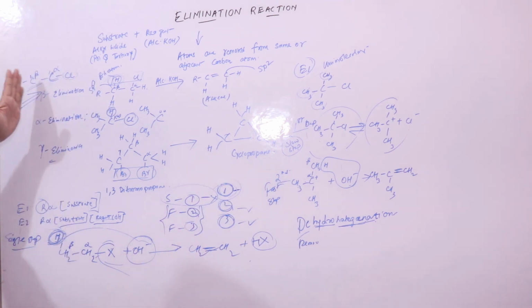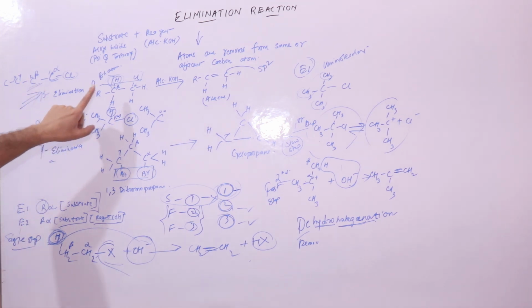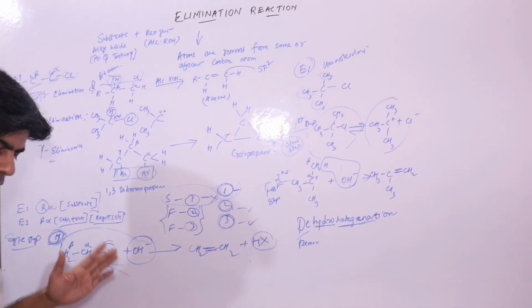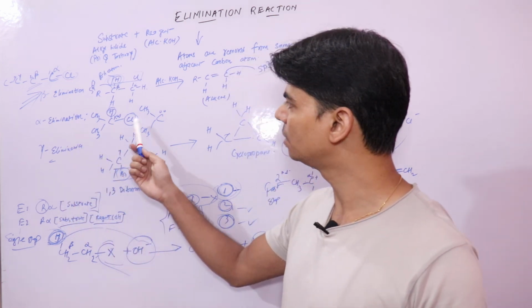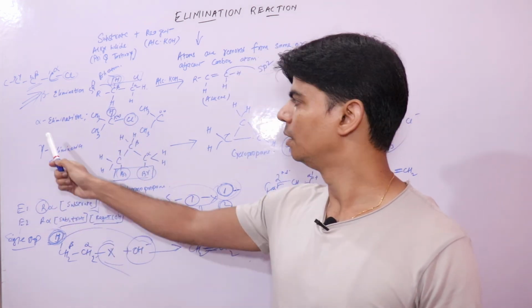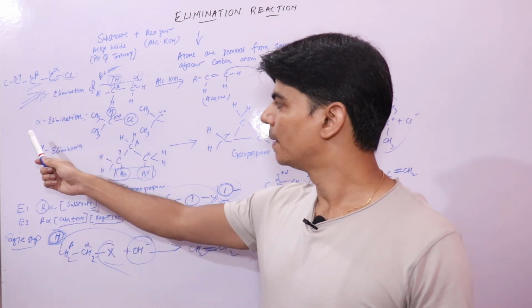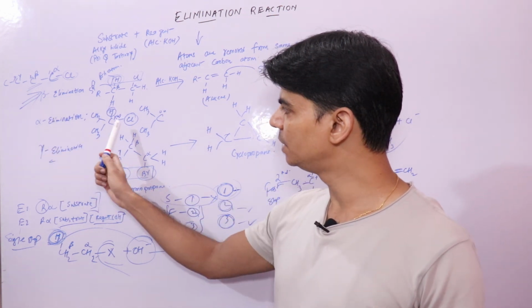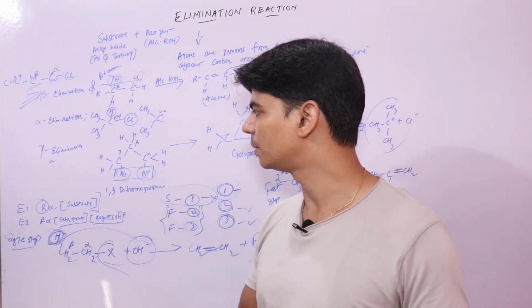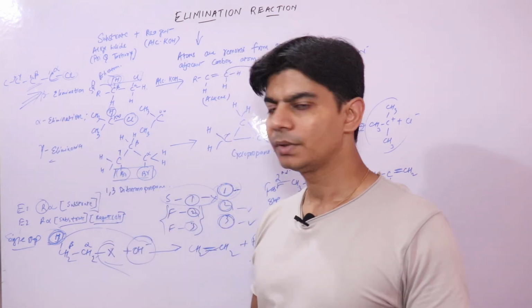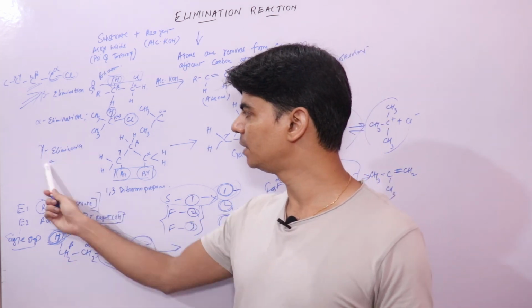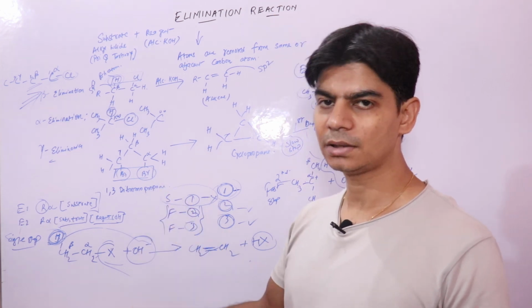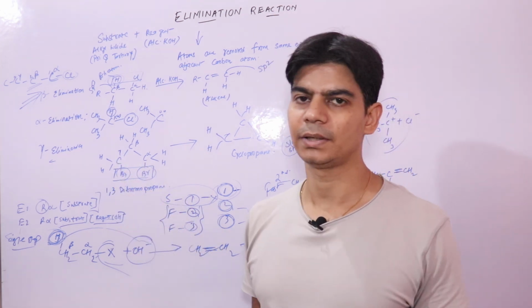Just remember the classification of elimination reactions based on the positions from which the atoms are removed: alpha, beta and gamma. Alpha elimination means atoms are removed from the same carbon atom. Beta means from adjacent carbon atoms, from the alpha carbon atom and beta carbon atom. Gamma elimination means the atoms that are getting removed are from the alpha and gamma carbon atoms.